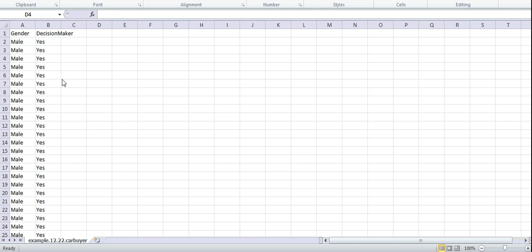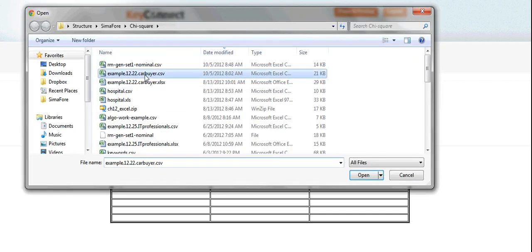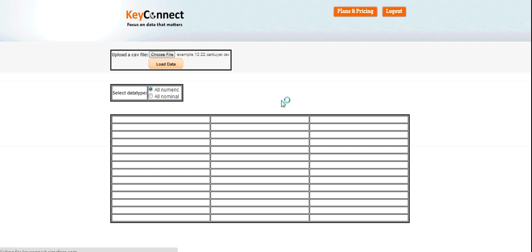Our objective, of course, is to see if there's a relationship between the gender of the person and the fact that if they're a decision maker. Let's go over to KeyConnect, and the first thing we want to do is to load the data file. We'll select the data file, click open, and then load.